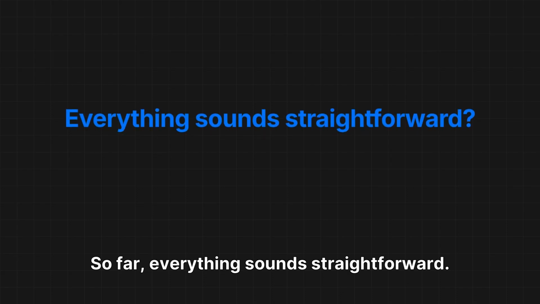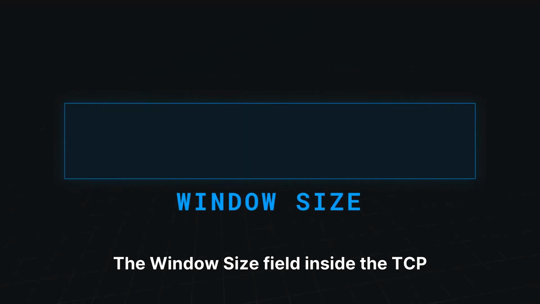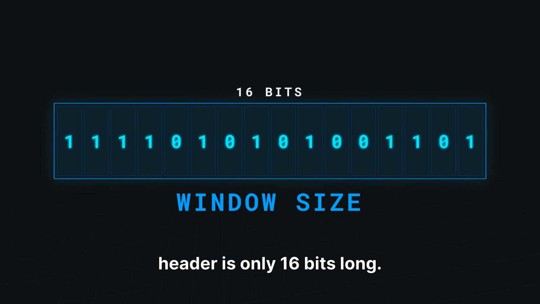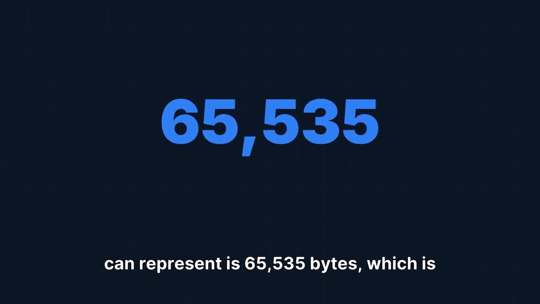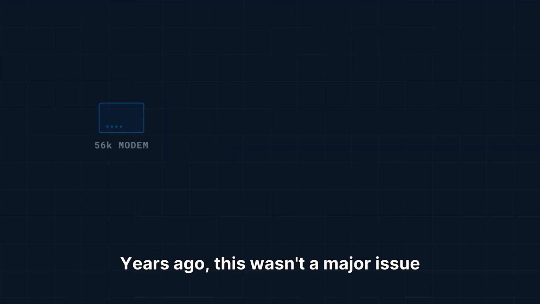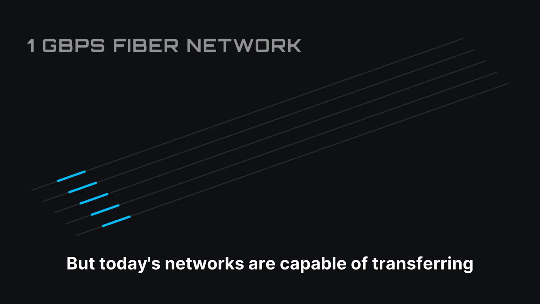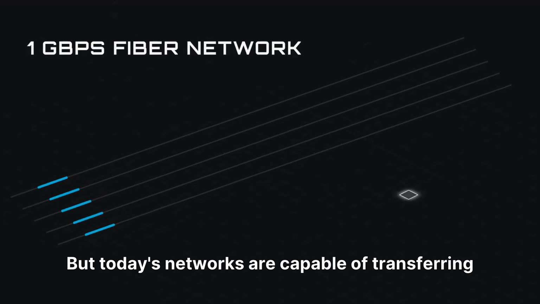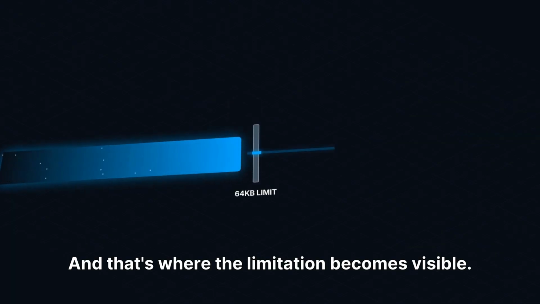So far, everything sounds straightforward. However, there is an important limitation. The window size field inside the TCP header is only 16 bits long. Because of that, the largest value it can represent is 65,535 bytes, which is approximately 64 kilobytes. Years ago, this wasn't a major issue because networks were much slower. But today's networks are capable of transferring huge amounts of data every second. And that's where the limitation becomes visible.